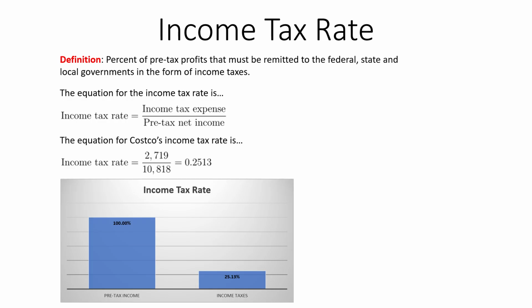25.13%. And that makes sense, because if the federal rate is 21% and Costco generates all its income in the US, then once you add in state and local taxes, an income tax rate of 25.13% makes sense.